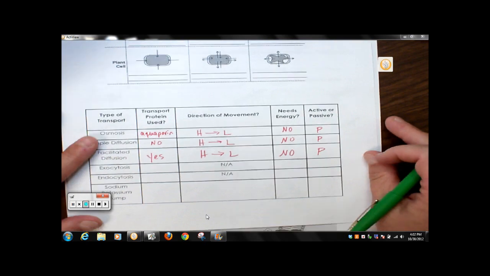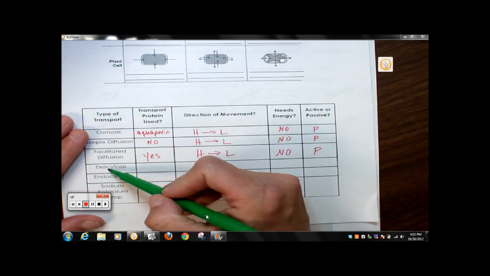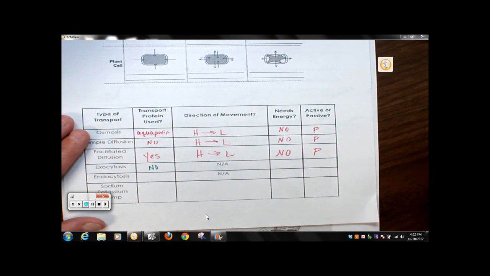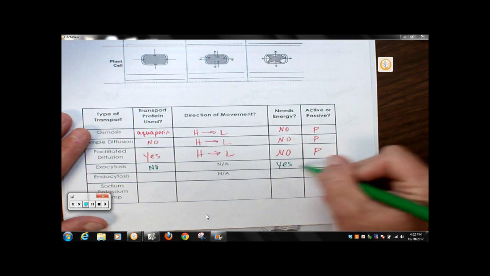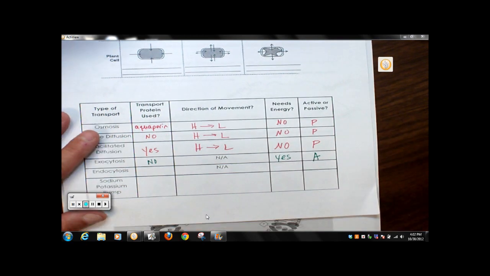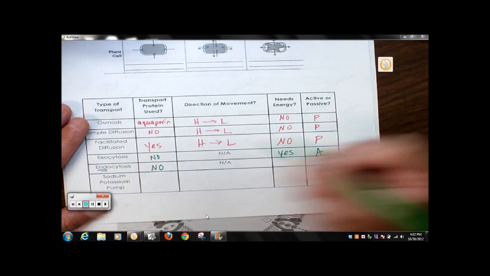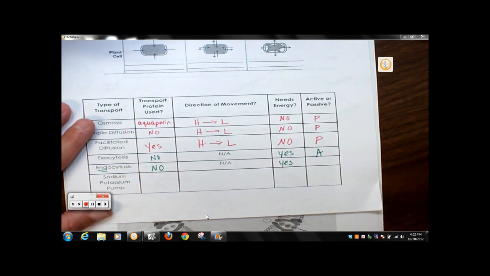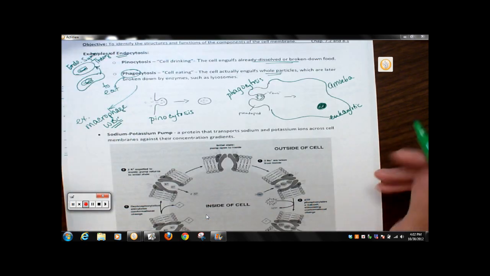So back to this practice sheet again. See if you can fill it out. Pause the video and see if you can fill it out. So, does exocytosis use a protein? No, it uses the whole membrane. Does it require energy? Yes. Is it active or passive? Well, yes means it's active. Endocytosis, bringing things into the cell. Does it use a protein? No. Does it require energy? Yes. And is it active or passive? Yes, active. All right.